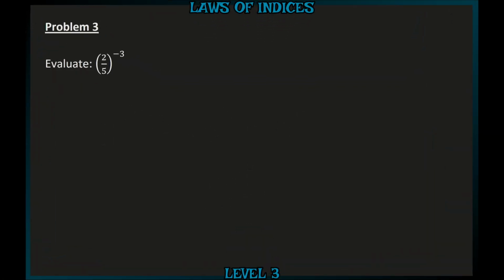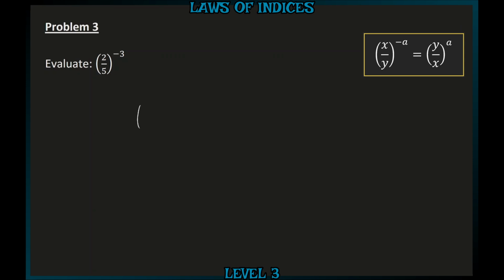In problem 3, we're evaluating 2 over 5 raised to the power of minus 3. Evaluating this means that we need to find the value of it. To start with, since we have a negative power, we're going to use this law, which tells us that we can rewrite 2 over 5 to the power of minus 3 as 5 over 2 to the power of 3.